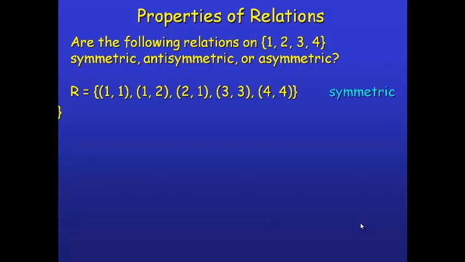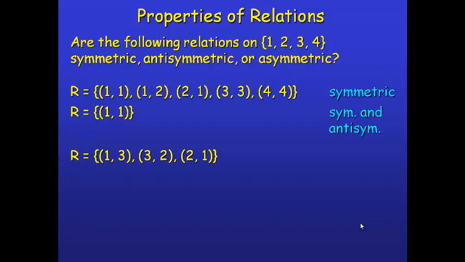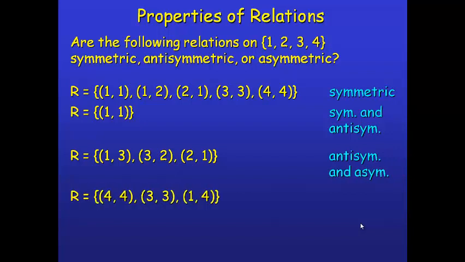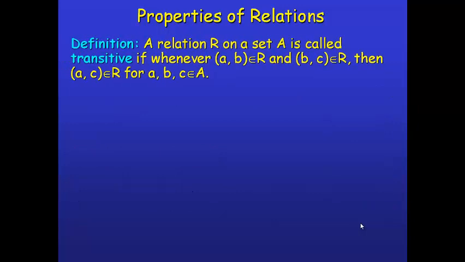So our relation R equal to {(1,1), (1,2), (2,1), (3,3), (4,4)}. So this is symmetric. The next one is R equal to {(1,1)}. This is symmetric and antisymmetric. The next relation is {(1,3), (3,2), (2,1)}. So in the following way, this is antisymmetric and asymmetric. The last one is R equal to {(4,4), (3,3), (1,4)}. This is antisymmetric.